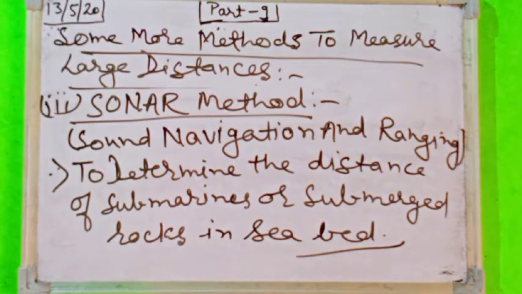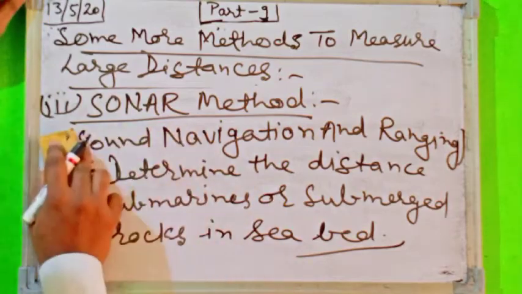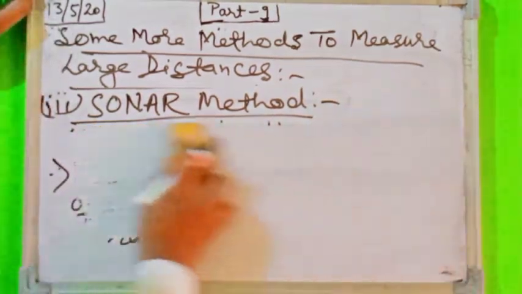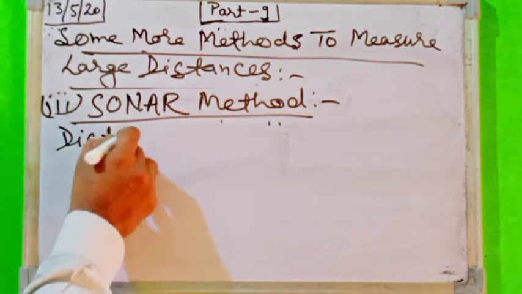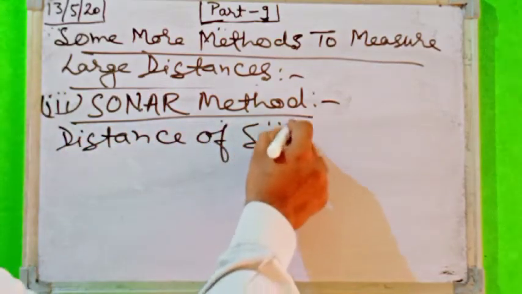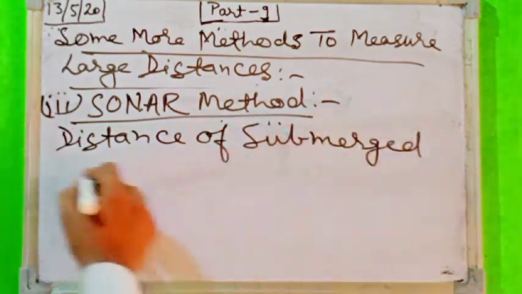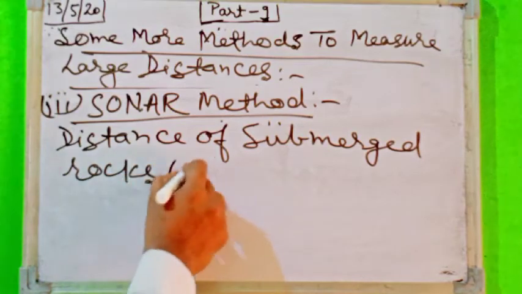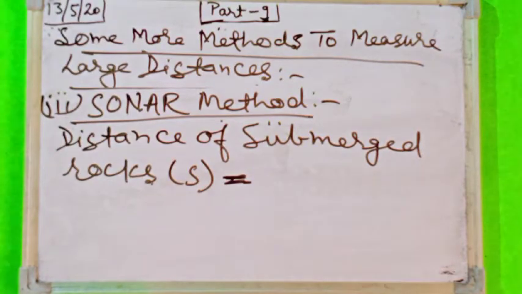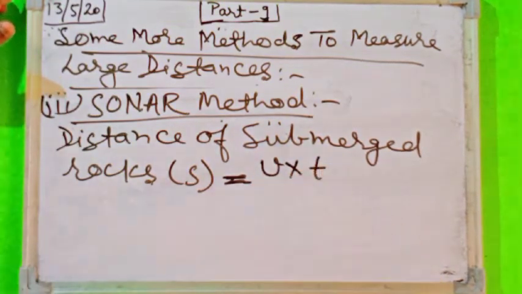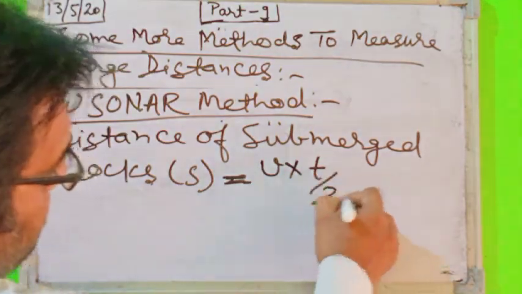That distance can be measured with the help of the sonar method. The distance of submerged rocks is given by, if v is the velocity of the ultrasonic wave, and t is the time of the echo of that ultrasonic wave which we have sent from the sonar. So one side time is t by 2.